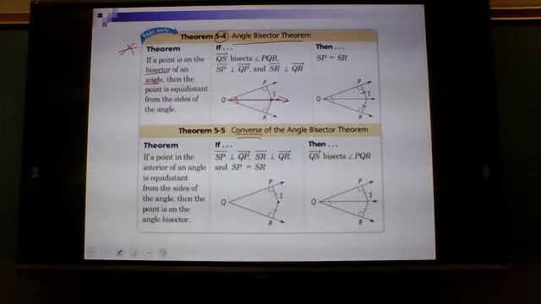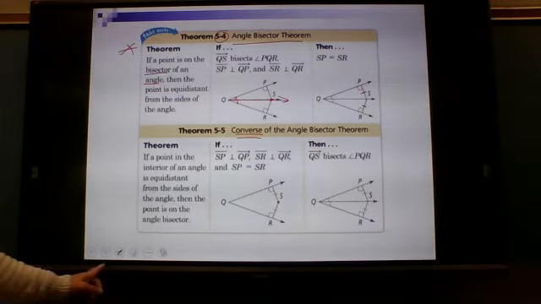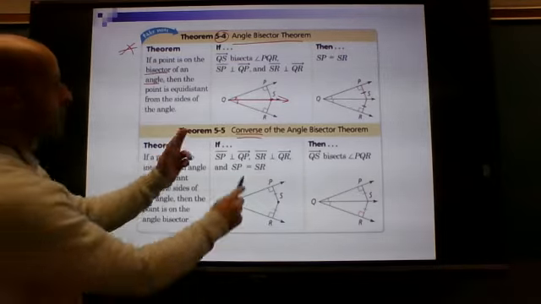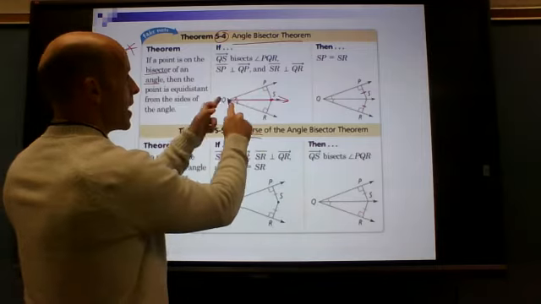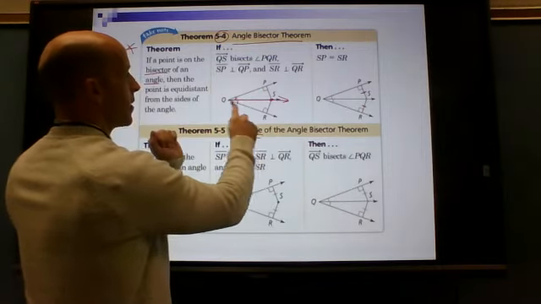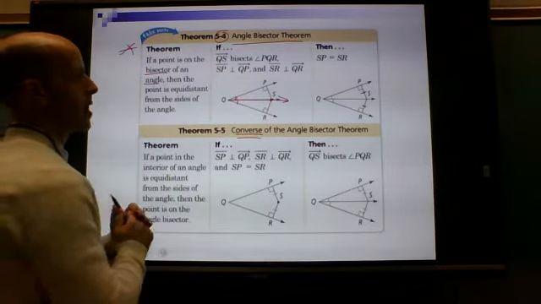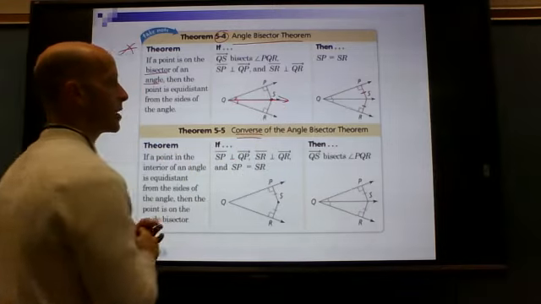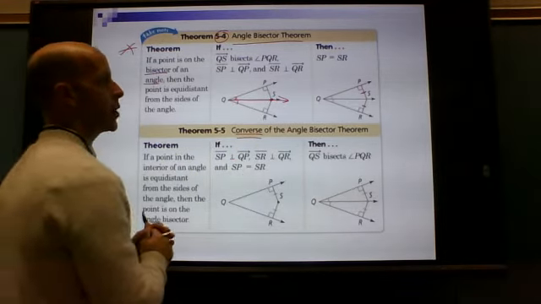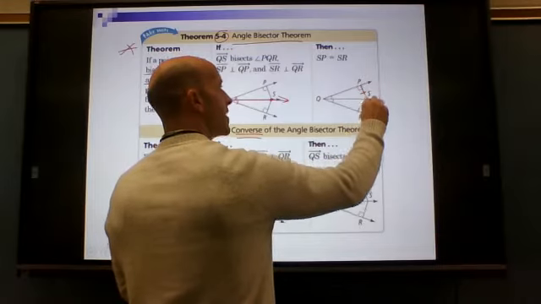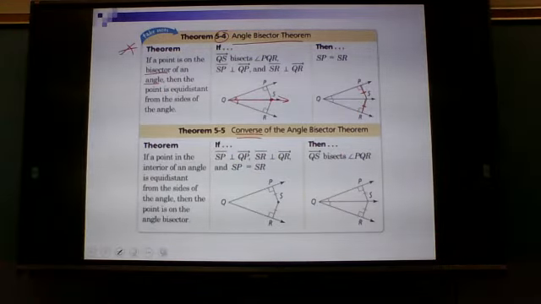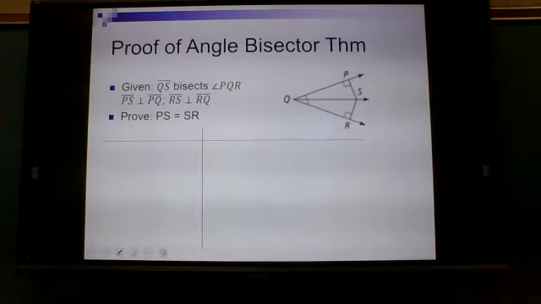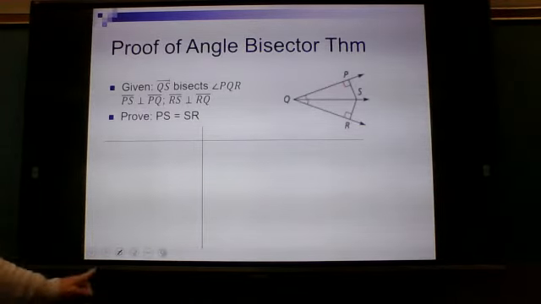That's all it's saying. And again, we're dealing with more congruent triangles. So let me say it again. If you have, and we're talking about angle PQR, if we bisect that angle with QS, and then we pick a point on that angle bisector, we'll call it S, it turns out that this segment's length has to equal this segment's length. So let's look at a proof of that.